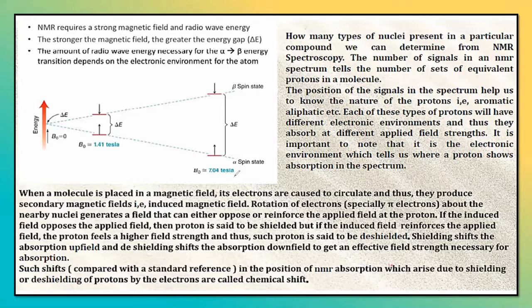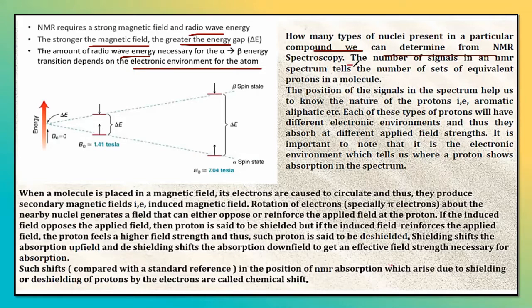This is another slide that we are having, and let us see what we have in this slide. NMR requires a strong magnetic field and radio wave energy. The stronger the magnetic field, the greater the energy gap, and what will happen? We will get better NMR. This is a schematic diagram of an NMR test, and how many types of nuclei are present in a particular compound, that we can determine using an NMR spectroscope.